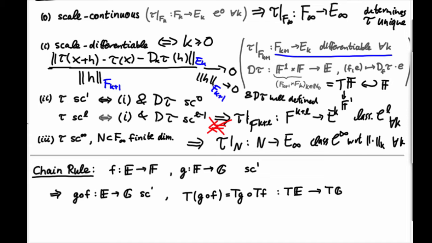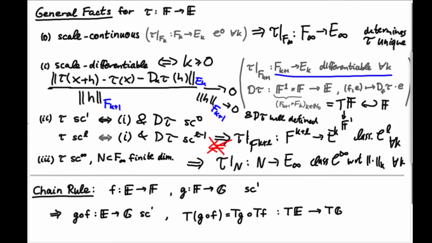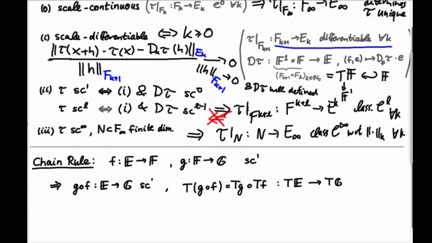So that's the reminder of all the notions of scale smoothness, and as advertised, the chain rule holds. And just because it's so beautiful, I thought I should actually write down the chain rule. The chain rule says if you have two continuously scale differentiable maps, then their composition is continuously scale differentiable. And you'd like to say that the derivative is the composition of derivatives.